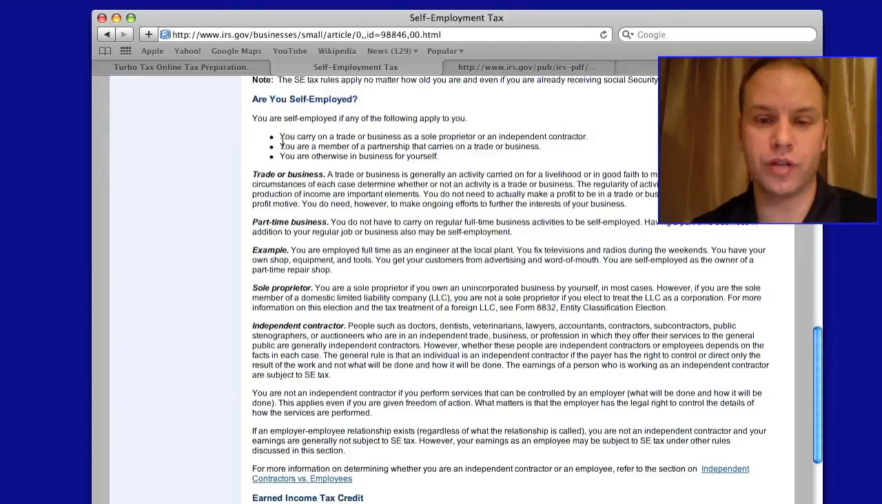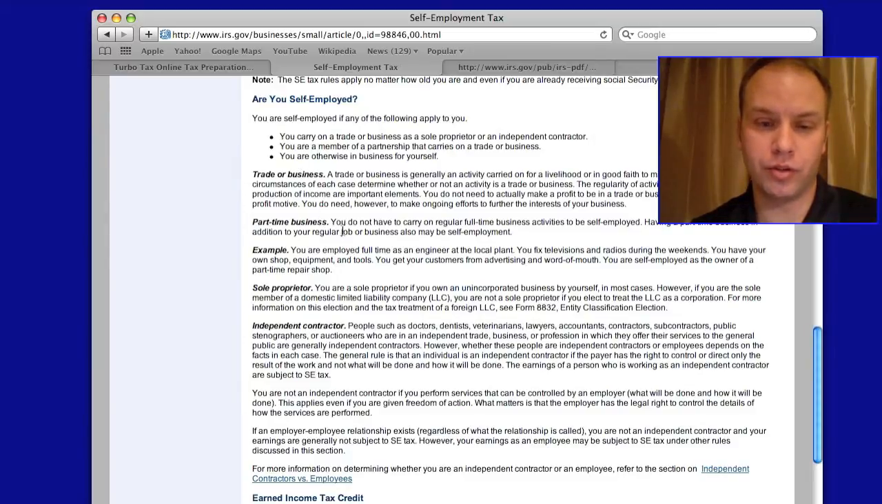So here's the rules set by the IRS. I'm going to go through these real quick. The first bullet, you carry on a trade or business as a sole proprietor and an independent contractor. So if you're, like I said, there's a $400 rule. So if you're running a business attempting to make income and you bring in over $400 or more, you're considered self-employed. Next, you're a member of a partnership that carries on a trade or business. So if you're involved with other partners in a business, even if the total income of that business is $400 or more, you're still required to do the self-employment tax.